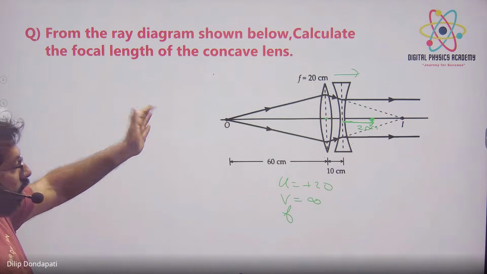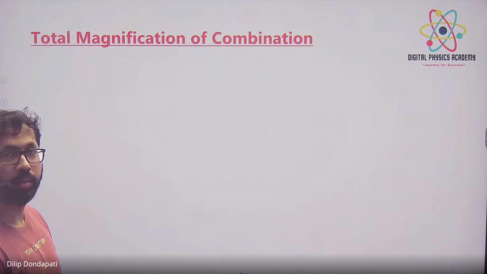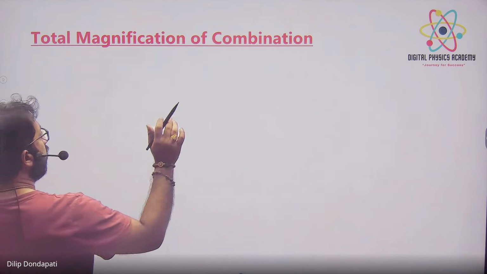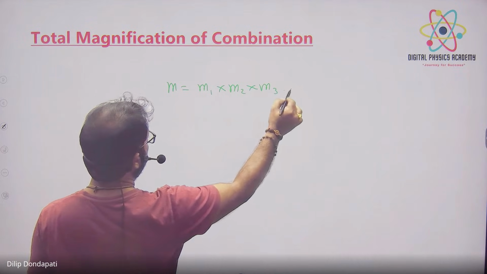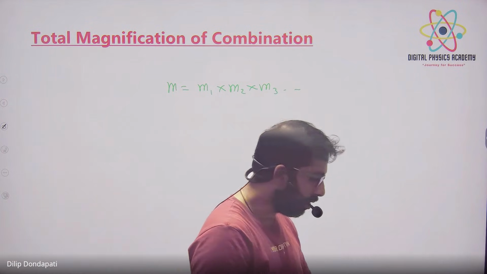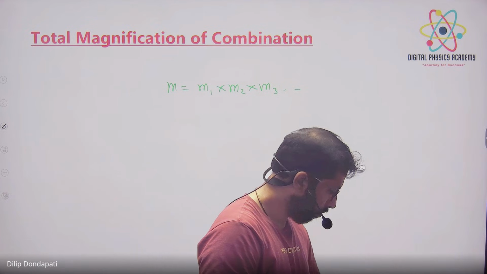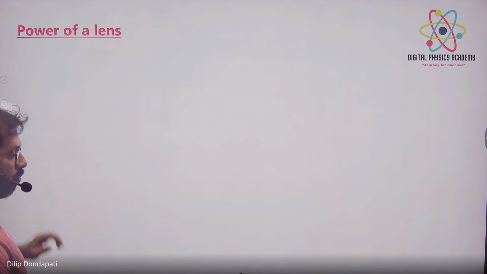Right? Suppose in this combination of lenses, I want to find the total magnification, then what will you do? Simply add M1 plus M2 plus M3? No. For any system, mirror or lens, M is equal to M1 into M2 into M3 and so on. You multiply like this; in a combination, always multiply. Okay, let's go.